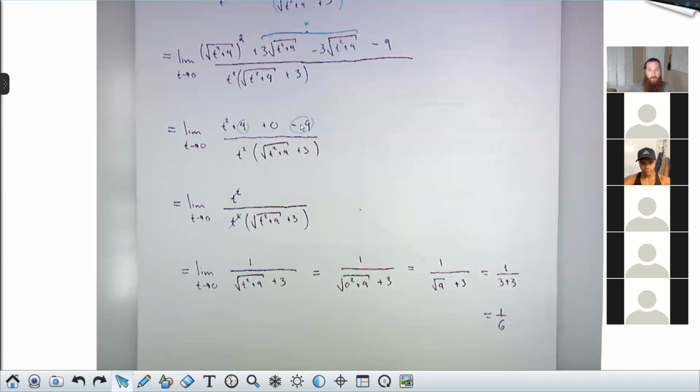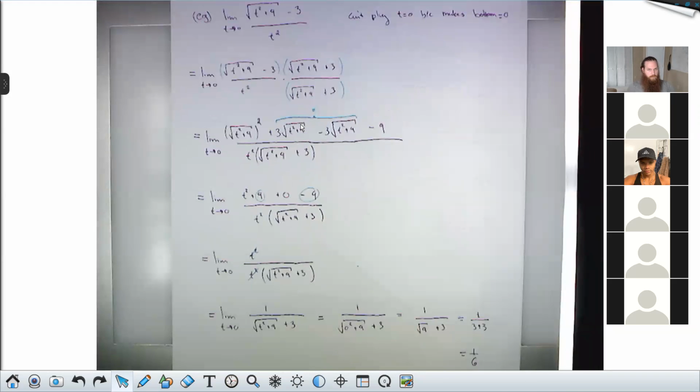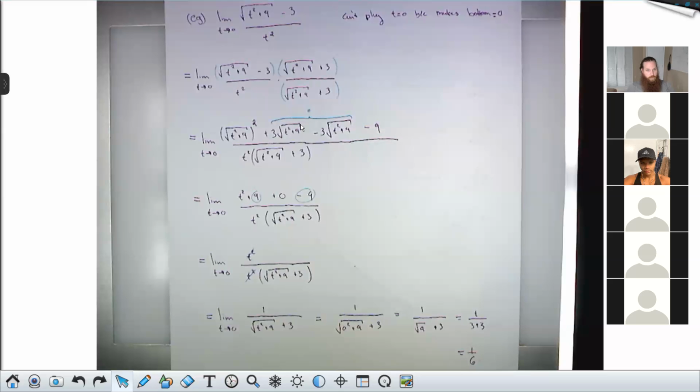This trick is called the multiply by the conjugate trick, and we'll use it quite a bit in this class. Not as often as the factor and cancel trick, but this multiplying by the conjugate is often a good idea. If you need to evaluate a limit, but there's no obvious way to get rid of the square root that's causing the problem, try multiplying by the conjugate.